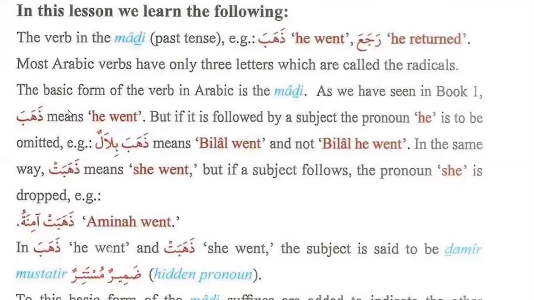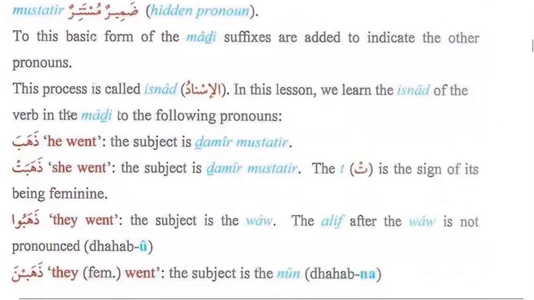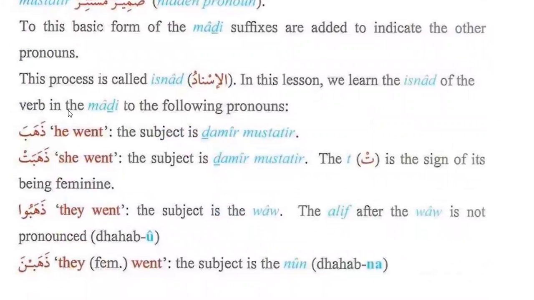Hidden pronoun. What is the meaning of kataba? You read. Kataba, wrong answer. Kataba, he wrote. He wrote. And she wrote, katabat. Katabat. Remember this difference. Miss Rina, what is the meaning of kara'a? Read. He read, kara'a. Yeah, he read. She read, kara'at. Okay, now read this.